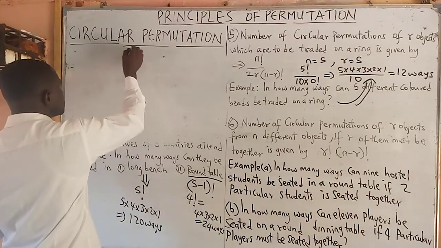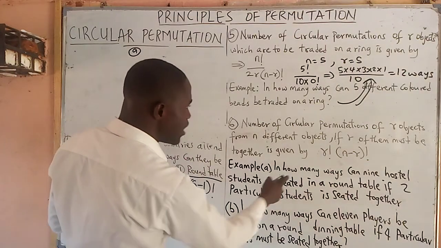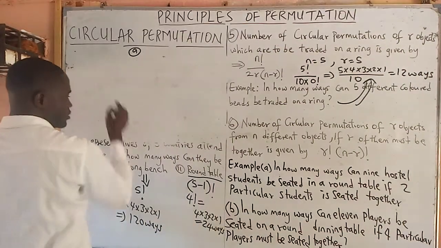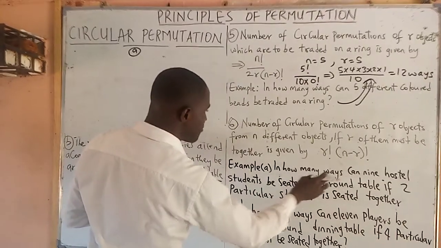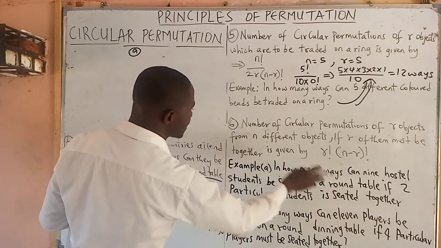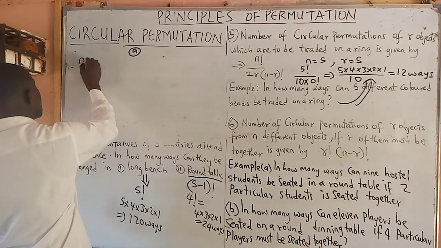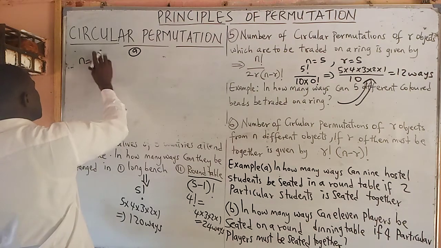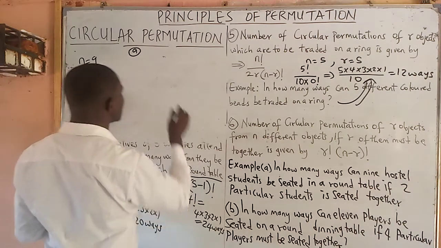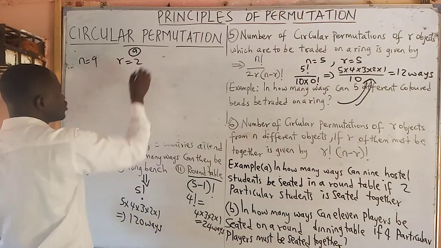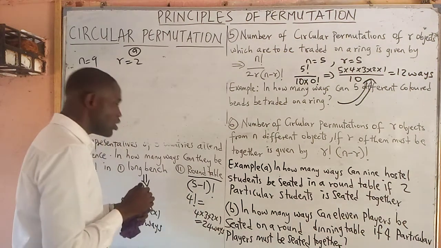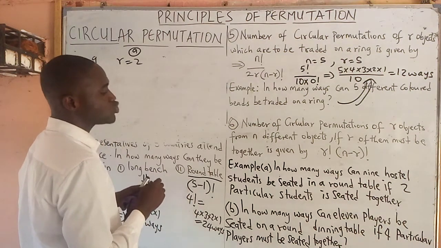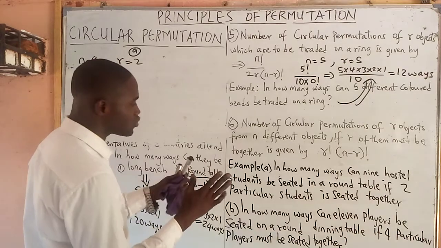A: in how many ways can 9 hostel students be seated at a round table if 2 particular students are seated together? Okay, n is equal to 9 because there are 9 hostel students. r will be equal to 2, where r is the number of persons, students, anything that are meant to be together.